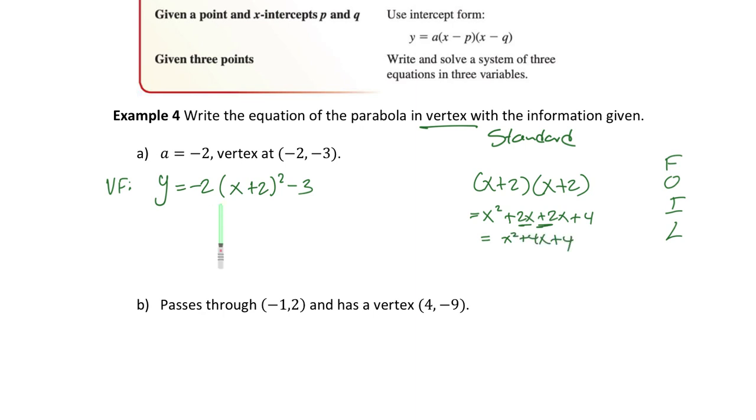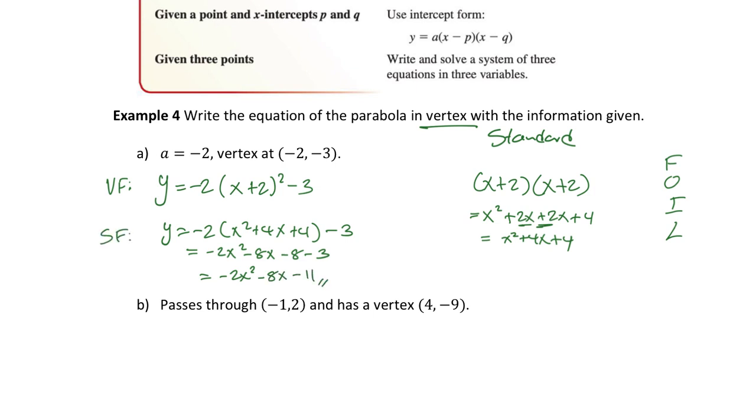This is the same as this parenthesis, so I got y equals -1 times x squared plus 4x plus 4, minus 3. I'm going to distribute that -1, so it's negative x squared minus 4x minus 4 minus 3. So that means that this is negative x squared minus 4x minus 7. And I have it there in standard form.